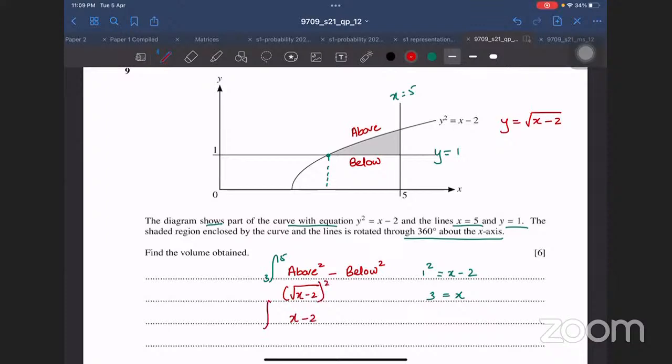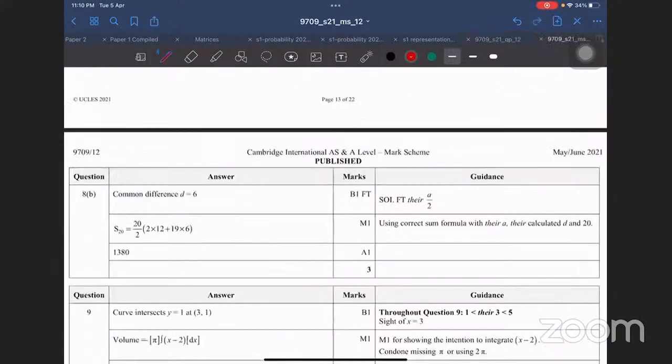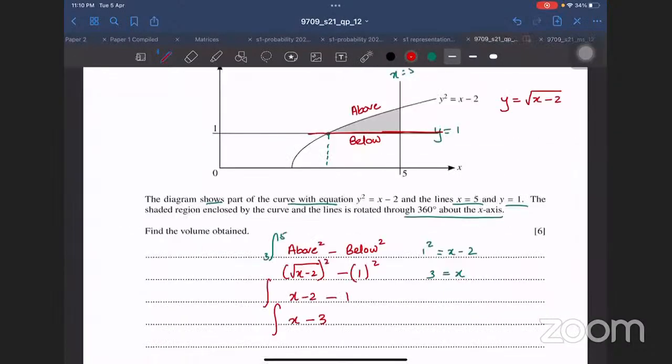I still have to integrate this. What about below? The line below has the equation y equals 1. So I'm going to simply write 1 squared. It becomes 1. So it becomes an integration of x minus 3. Let's just verify that's what the question is telling me to do. Okay, that is probably what's going to be my answer.